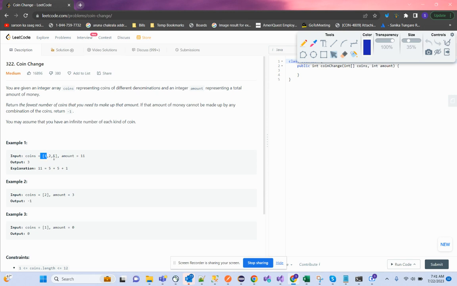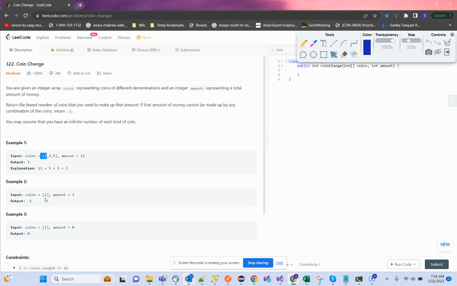Like 2 plus 5 cannot make 11, 1 plus 5 cannot, so those combinations cannot work. That's the reason you need 3 coins, 2 of amount 5 and 1 coin of amount 1, and the total comes to 11. And how many coins are there in all needed? 3 coins. Let's take the next example.